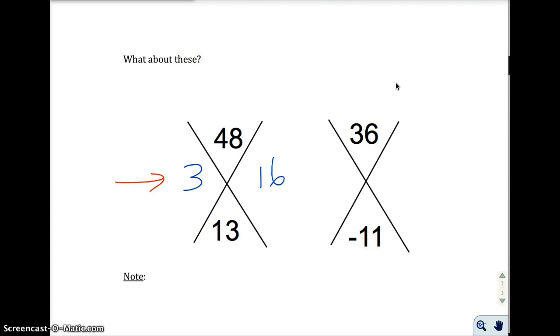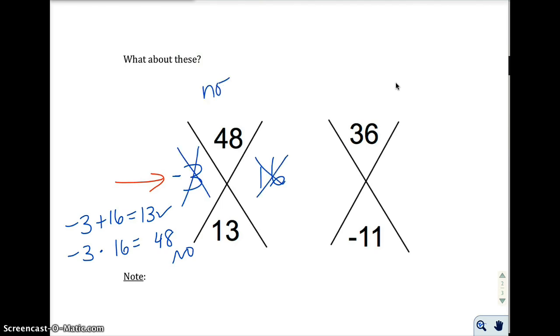The only way those will ever add up to 13 is to make the 3 negative. So now I get negative 3 plus 16 does equal 13. Does negative 3 times 16 equal 48? And the answer is no. So this is actually one that doesn't work. There's nothing that you can put here. So you just say nothing works. Because there's no way to make the 3 and 16 add to 13 and still give you positive 48. You can only have one or the other.